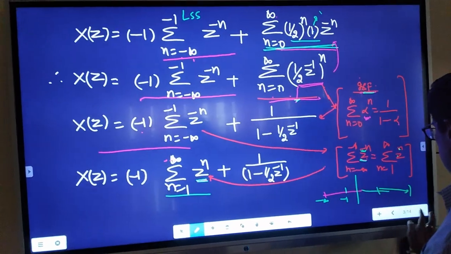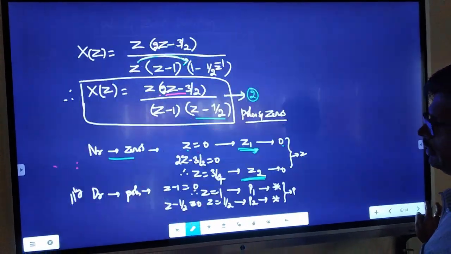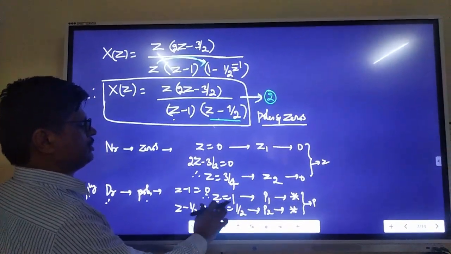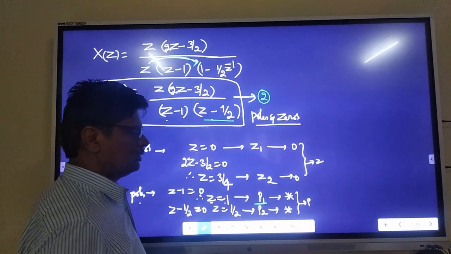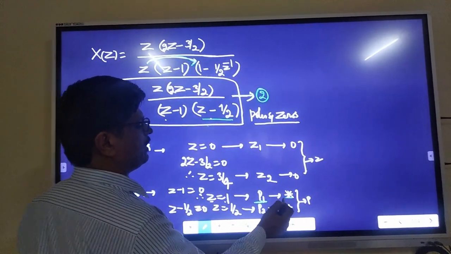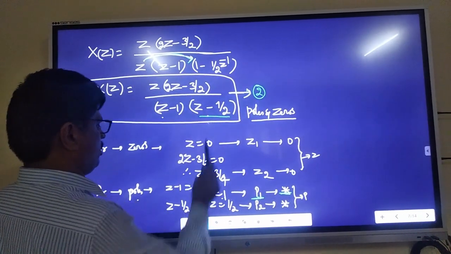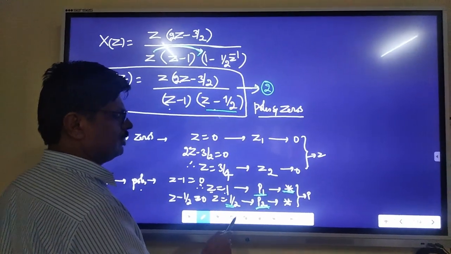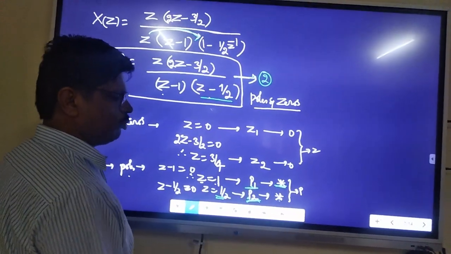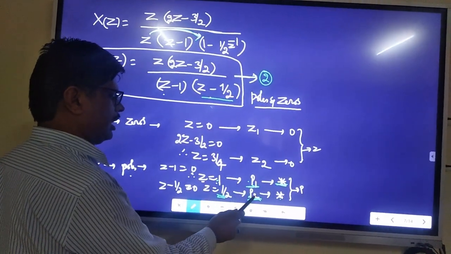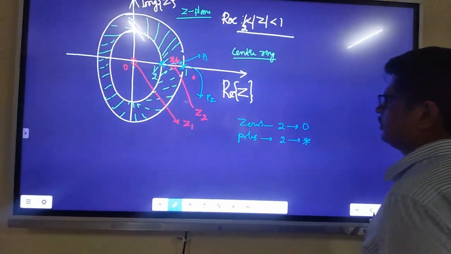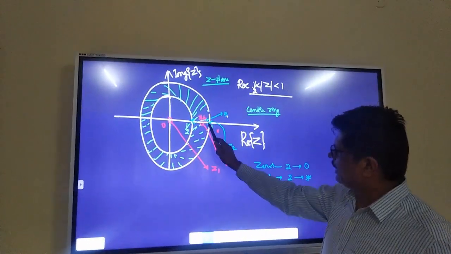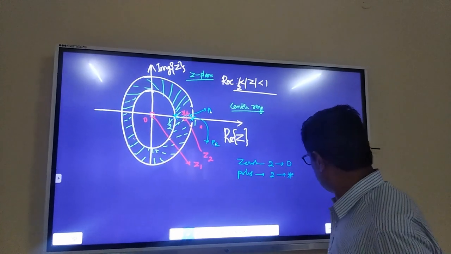Similarly, poles. 2 poles are there. Now poles, again, the denominator gives z minus 1 is equal to 0. Therefore z is equal to 1. You will get the first pole at P1, z is equal to 1, and it is indicated by a star. Then similarly z minus 1 by 2 is equal to 0. Solve this, z is equal to 1 by 2. Then you will get the second pole at 1 by 2, P2, indicated by a star. That means one pole at 1, other pole at 1 by 2. That is shown here. Right, see, at 1 by 2 one pole indicated by P1, at 1 you will get the second pole indicated by P2.